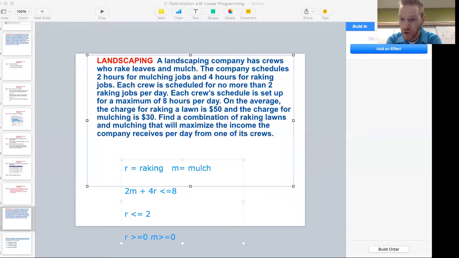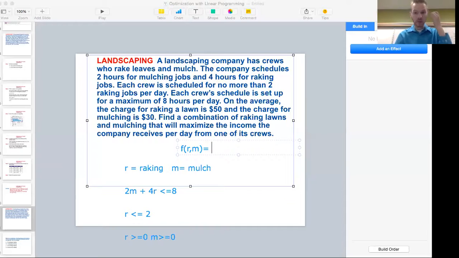Okay, now those are the restrictions. Now it wants us to maximize the income. So already I'm thinking, okay, that's the function I need to write down. Not the one I'm graphing, but one that I'm going to plug my critical points into. So here we go. I'm going to write this up here. My function has the variables R and M in it, and I'm calling it function F.